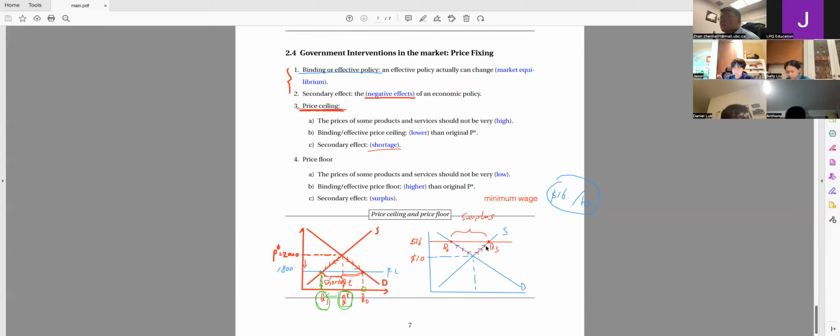You see, a lot of job seekers are willing to find a job, but they can't. Why? Because the quantity demanded has been lowered. So the actual number of people who can really find a job will also decrease.